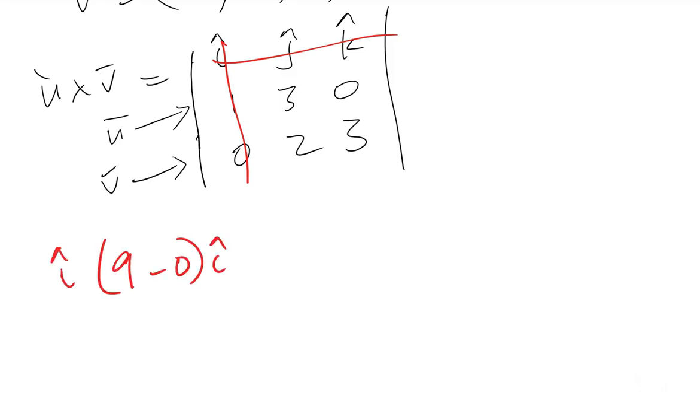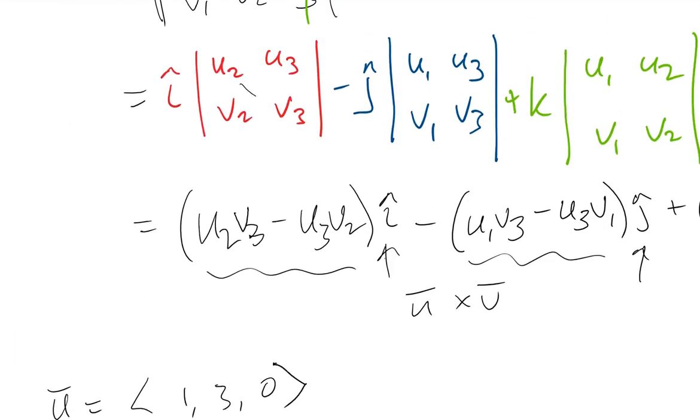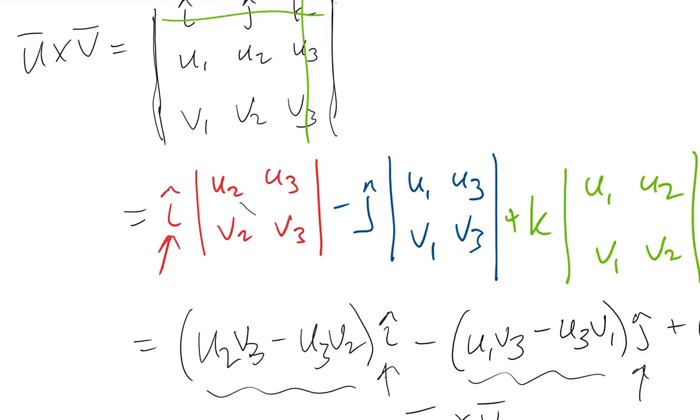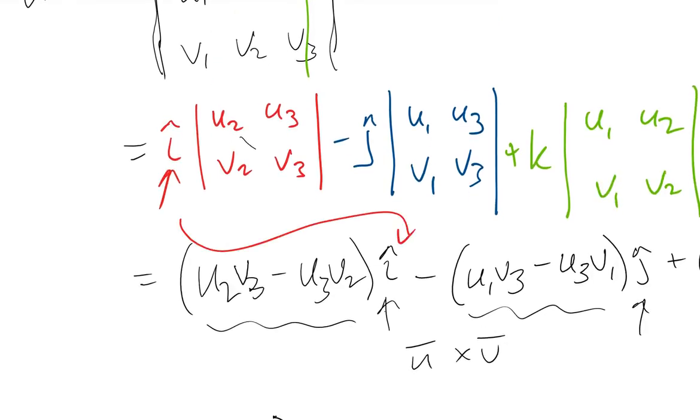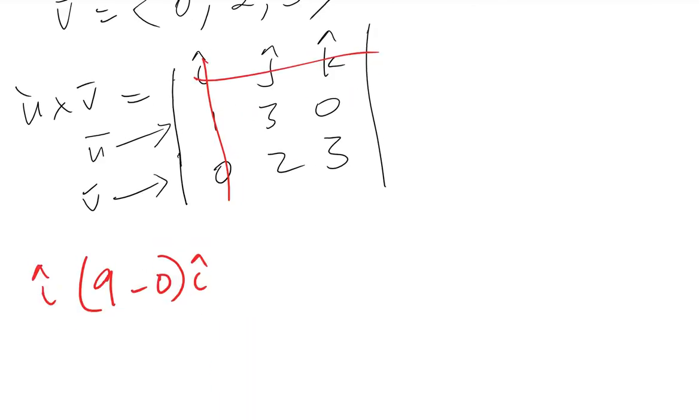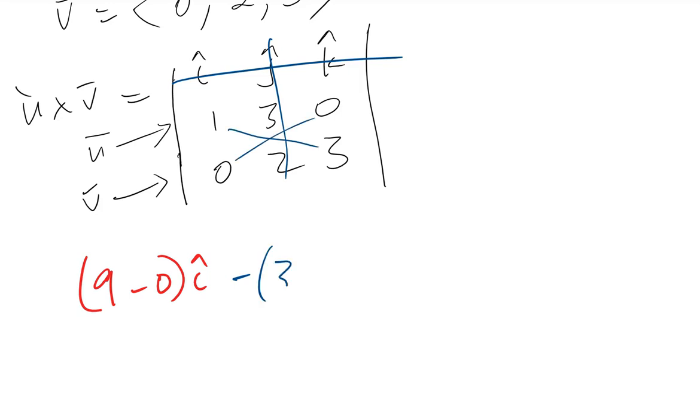Now, normally I would put the I here in front, like we did before, but it ends up off to the side anyway, so that's where I'm going to put it. So 9 minus 0 I, all right? So now we do the J piece. This is minus quantity, now J, cross those out. It's going to be 1 times 3 minus 0 times 0. So it's 3 minus 0 times J.